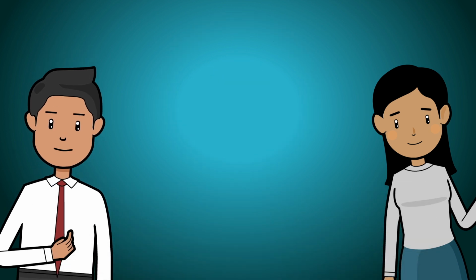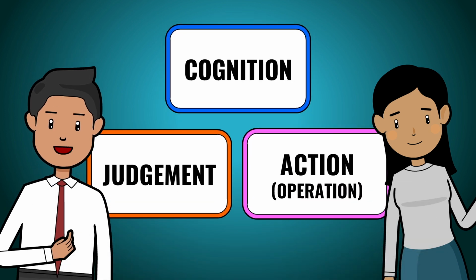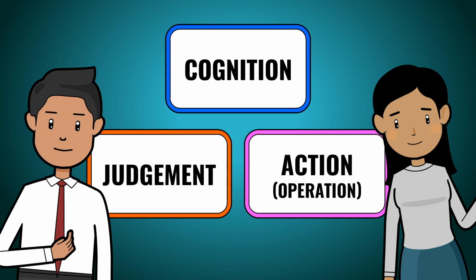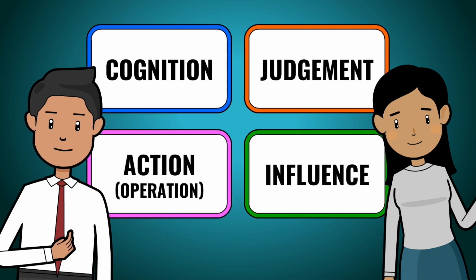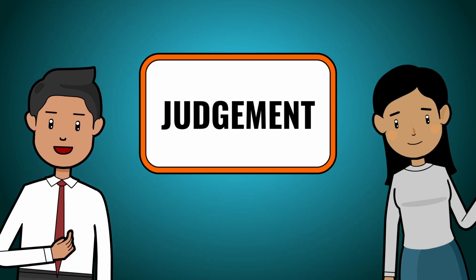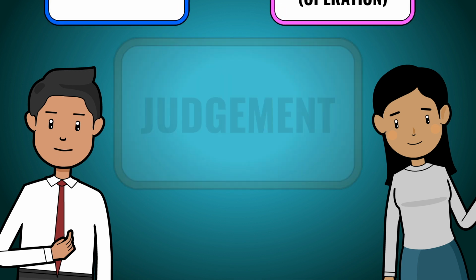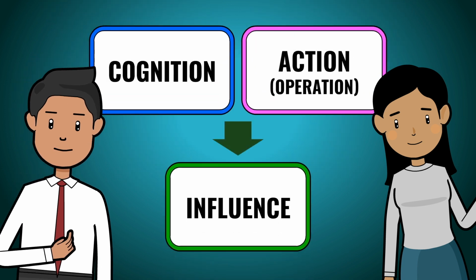The answers are cognition, judgment, and action. According to traffic psychology, the fourth factor is followed by the previous three, so-called influence. Judgment? I think I've heard of that. That's right. Most traffic safety education generally focuses on judgment for hazard prediction. So let's learn more about cognition, action, operation, and influence in this quiz.